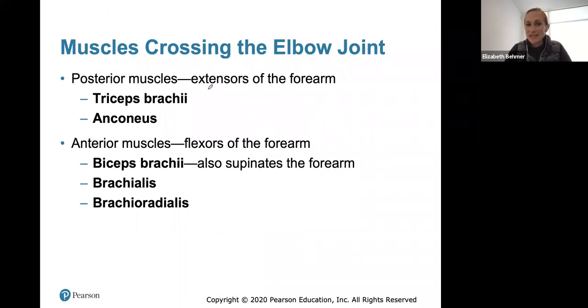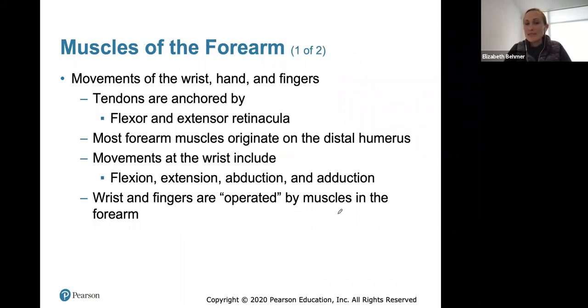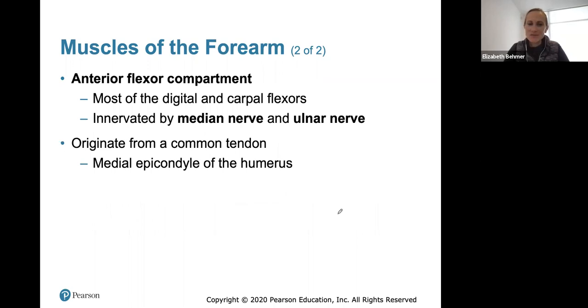Posterior muscles will extend the forearm. This is the triceps brachii and the anconeus. Anterior muscles will flex the forearm: biceps brachii, brachialis, and brachioradialis. Movements of the wrist, hand, and fingers will be tendons that are anchored by flexor and extensor retinaculae. Most forearm muscles will originate on the distal humerus, and movements at the wrist include flexion, extension, abduction, and adduction. The wrist and fingers are operated by muscles in the forearm.